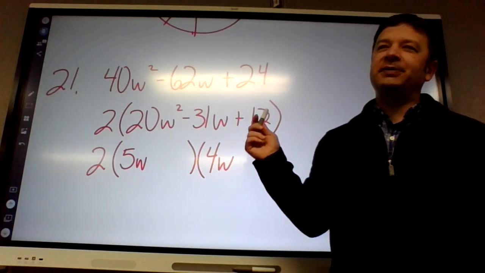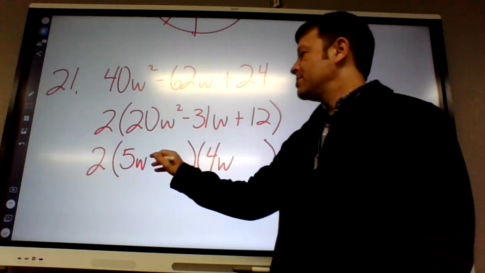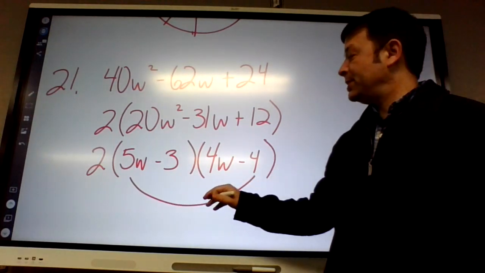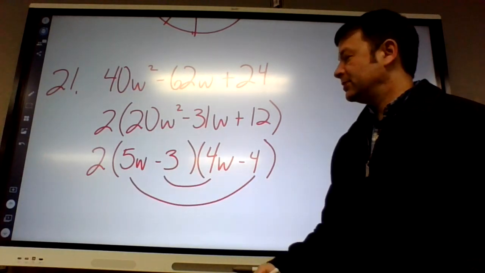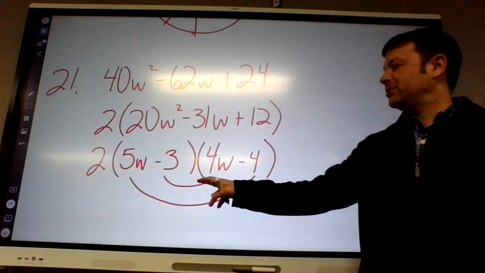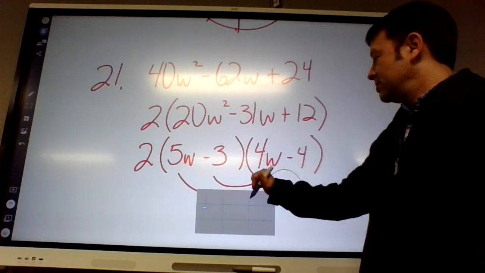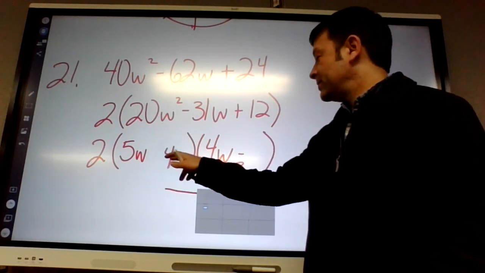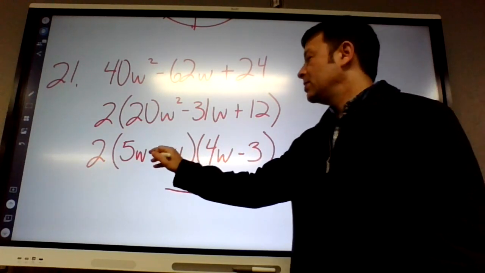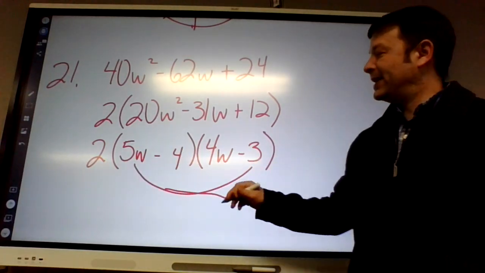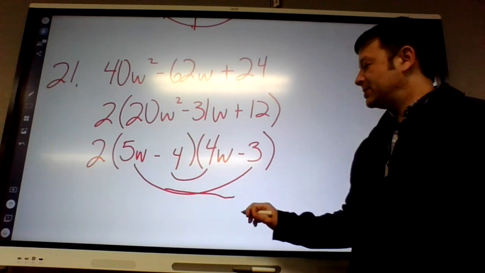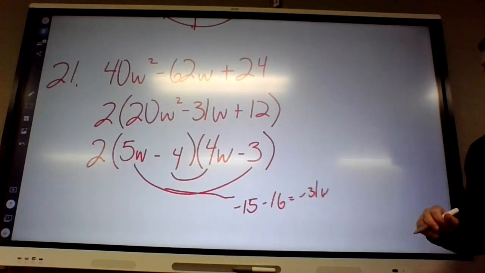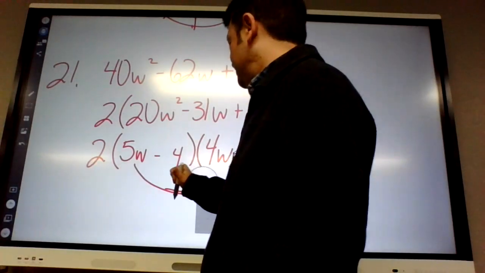So what do you guys want to try first? Negative 3 and negative 4. No, do them on the other side. If we do that, we get negative 20 minus 12, negative 32. It's pretty close, but it's not right. If I switch those, now the outside is negative 15 and the inside is negative 16. That is negative 31. So that is right. Guessed pretty well on that one.